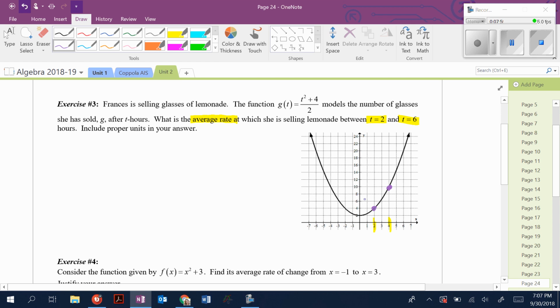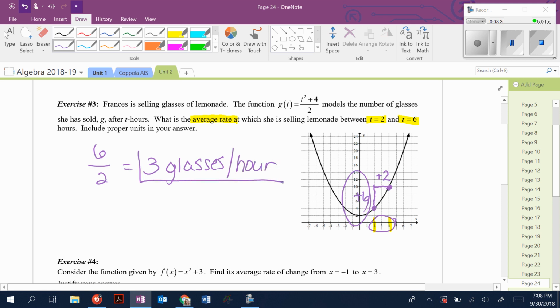Oh, I better be careful of my scale here. So I go up 2, 4, 6, and then over 1, 2. Okay, so my x values were just counting by 1s, but my y values were counting by 2s. So what is it? 6 over 2 is equal to 3. So what are we doing? We're modeling the number of glasses she sold after T hours. So 3 glasses per hour. We could have also modeled it as 6 glasses every 2 hours.